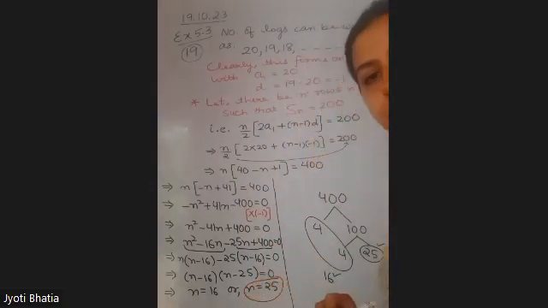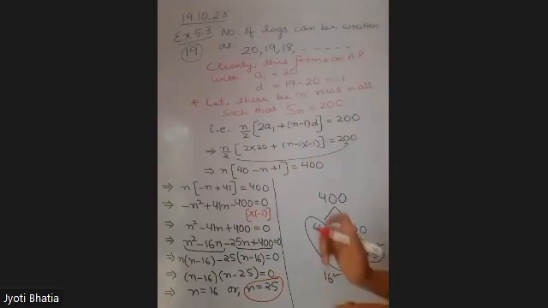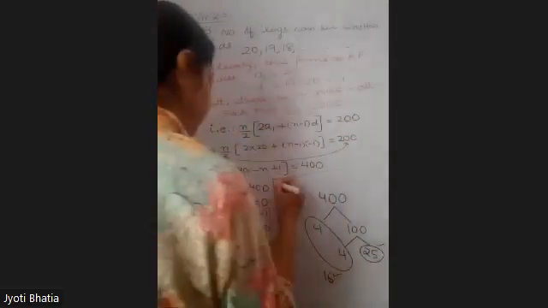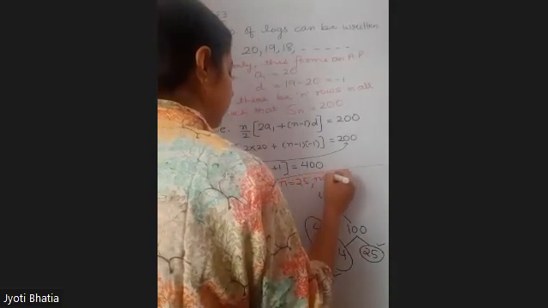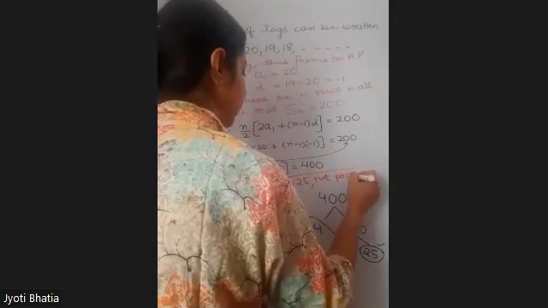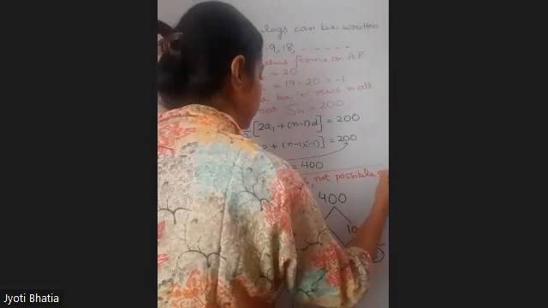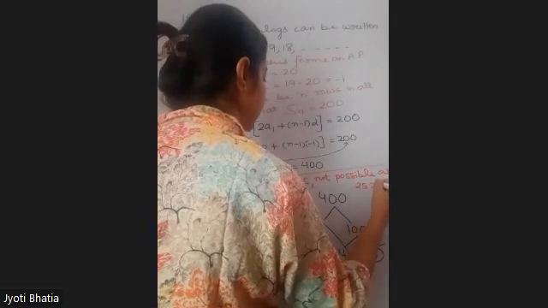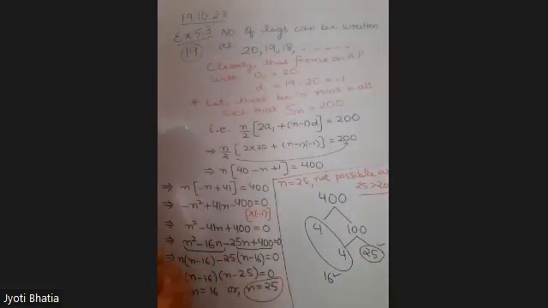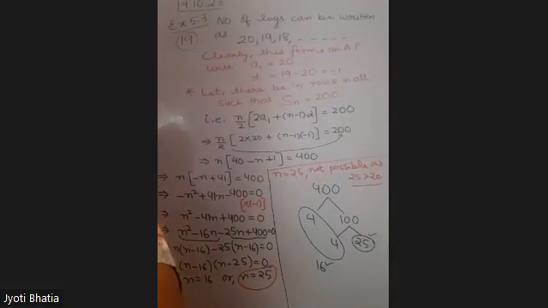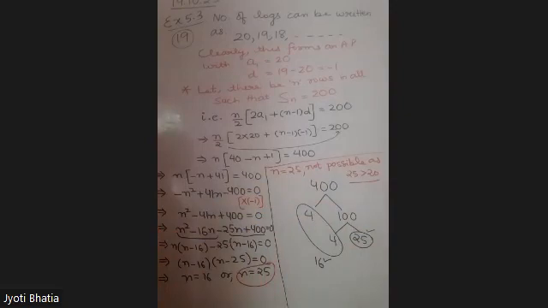25 is not possible as it is greater than 20. Okay? It's not possible as 25 is greater than 20. So how many rows are there?